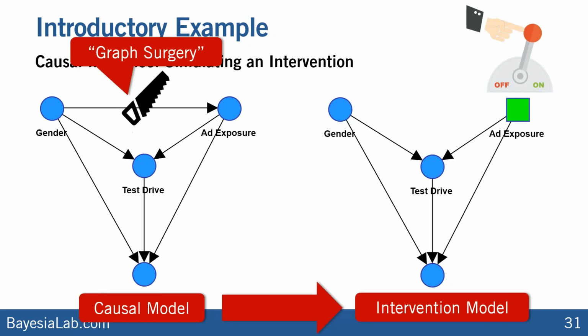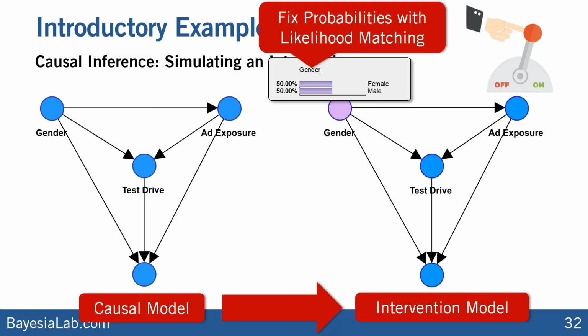We remove the arc from gender to ad exposure while maintaining the distribution for the variable gender. And then we manipulate ad exposure, turn it off and on to see what results. Or alternatively, what we can do in BayesiaLab is we can use a method that is called likelihood matching on the variable gender that fixes those probabilities. And with that, we can then also simply try ad exposure on and off and get to our result.